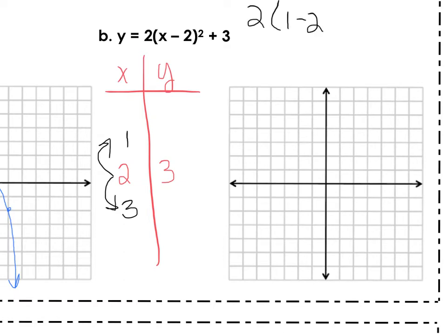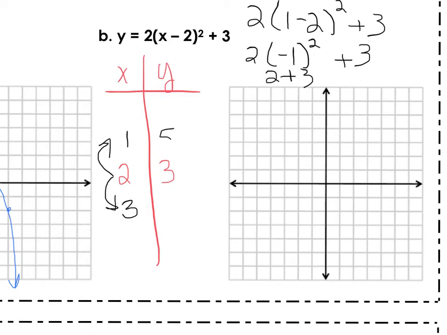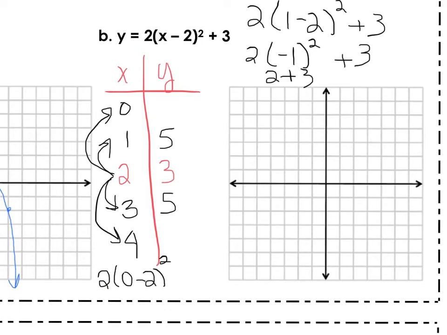Plugging in 1 to my equation here, we have 2 times negative 1 squared plus 3. So we end up with 2 plus 3, which is 5. And if we plug in 0, 0 and 4 will have the same value here. So 2 times the quantity of 0 minus 2 squared plus 3. So we get 2 times negative 2 squared is 4, plus 3. So 8 plus 3 is 11.